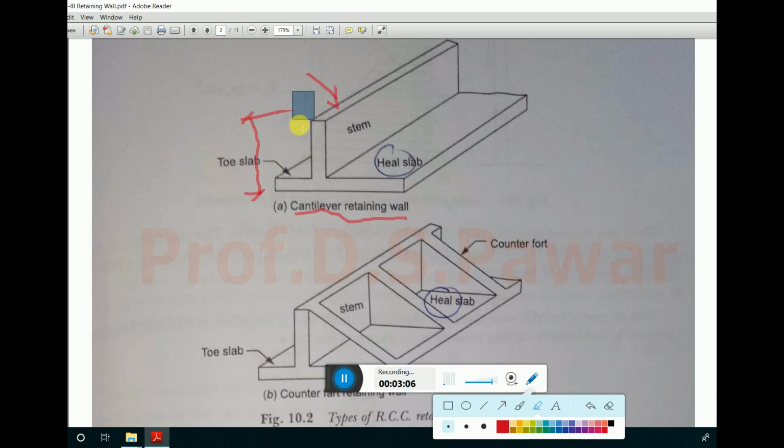And why is it called a cantilever retaining wall? Because of the behavior of the stem. Here, on this upward side, we are going to put soil, and this downside is the toe slab. So when soil pressure acts here, lateral pressure acts on the stem, and the stem is going to behave like this, or bend like this.